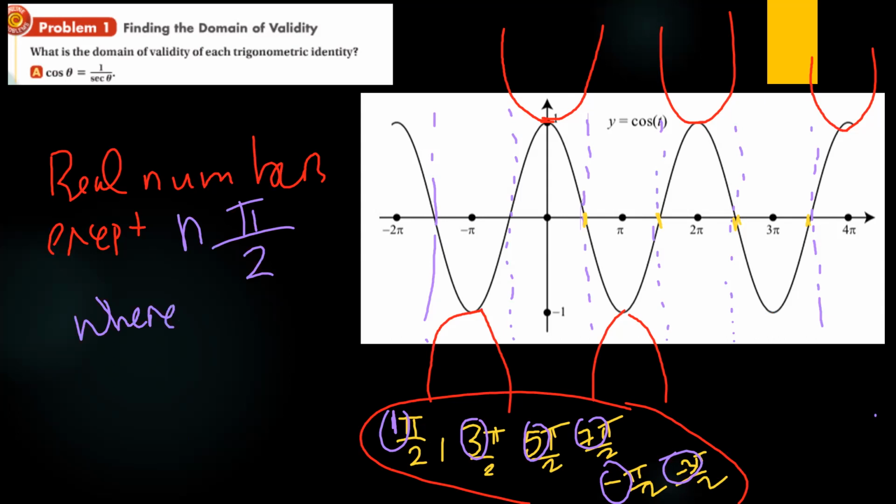n is odd. Or in other words, you can say that except the odd multiples of pi over 2.